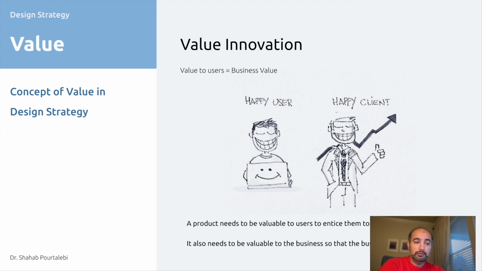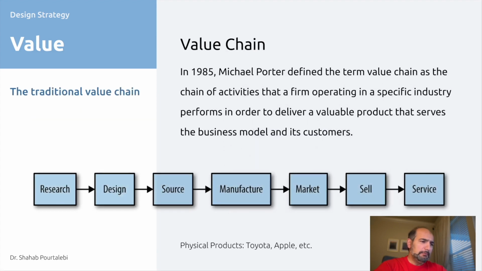Okay, it also needs to be valuable to the business, when we convert that user value to business value. That monetization strategy would help the business to make money from our happy users, basically. Okay, but let's take a look at this traditional value chain concept.